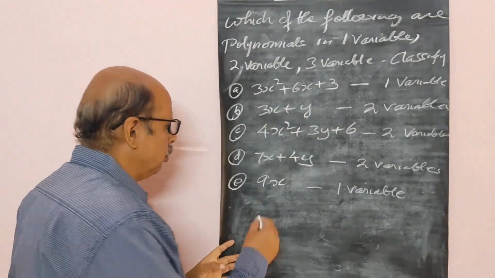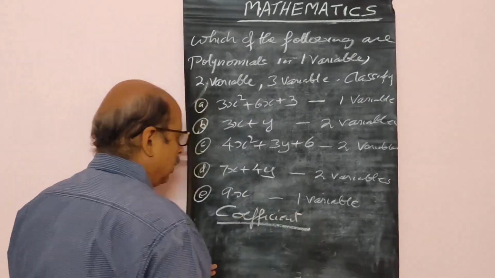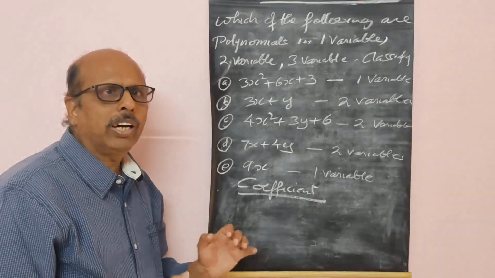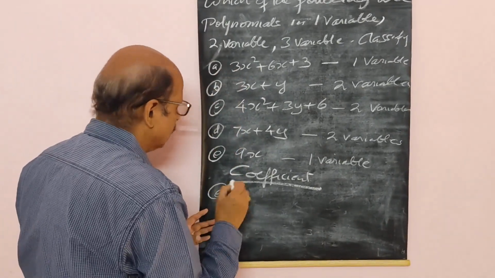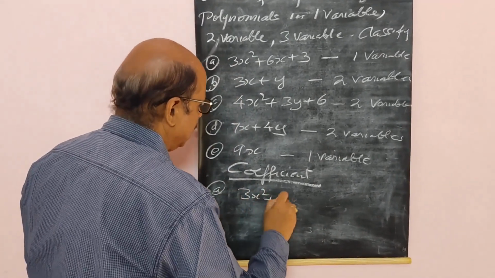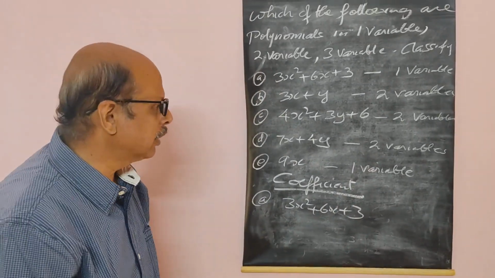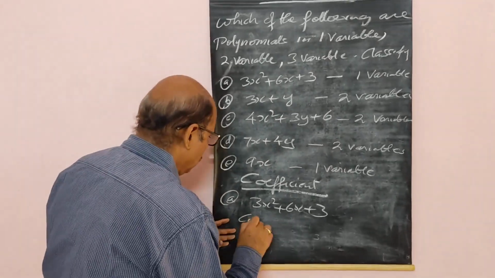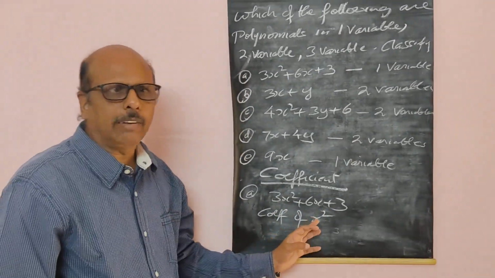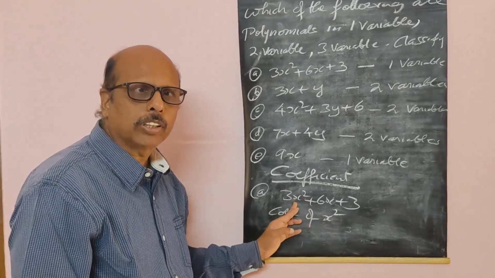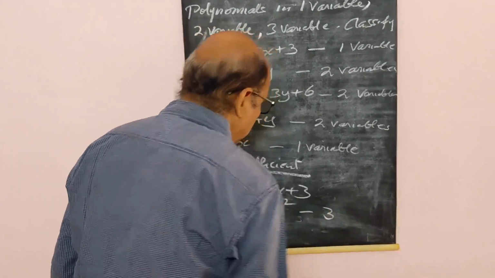I asked you another thing. What is the coefficient? What I said to you is, coefficient is the number in front of the variable. Now let me take the first example A: 3x square plus 6x plus 3. I ask you, write the coefficient of x square. Coefficient of x square means the number in front of x square. So the number in front of x square is 3. So the coefficient of x square is 3.